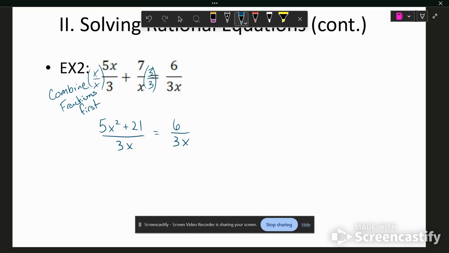If you look, the denominators are both the same. Because the denominators are both the same on either side of the equality, we can cancel them out, and we can set the numerators equal to each other. So 5x squared plus 21 equals 6. And then we can solve.